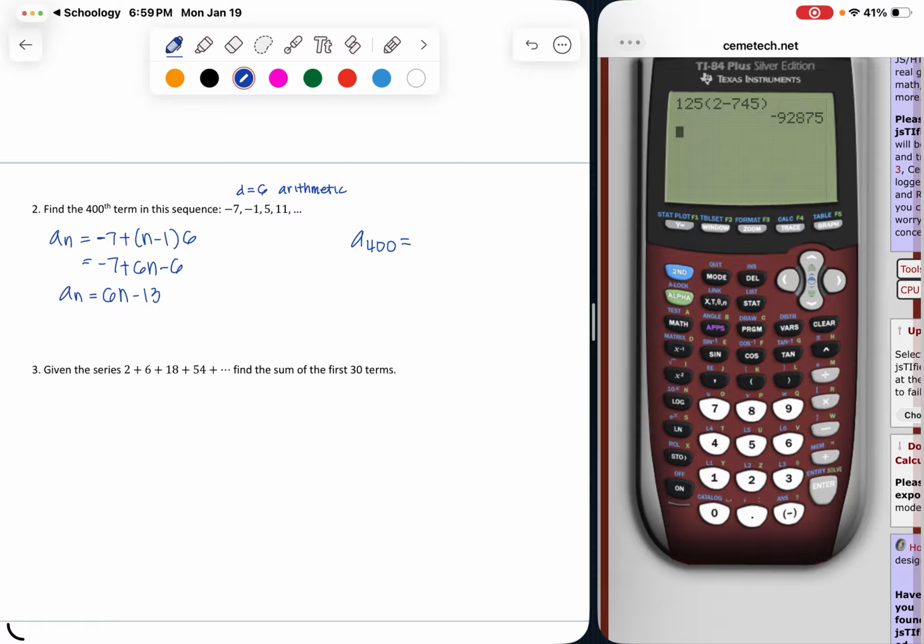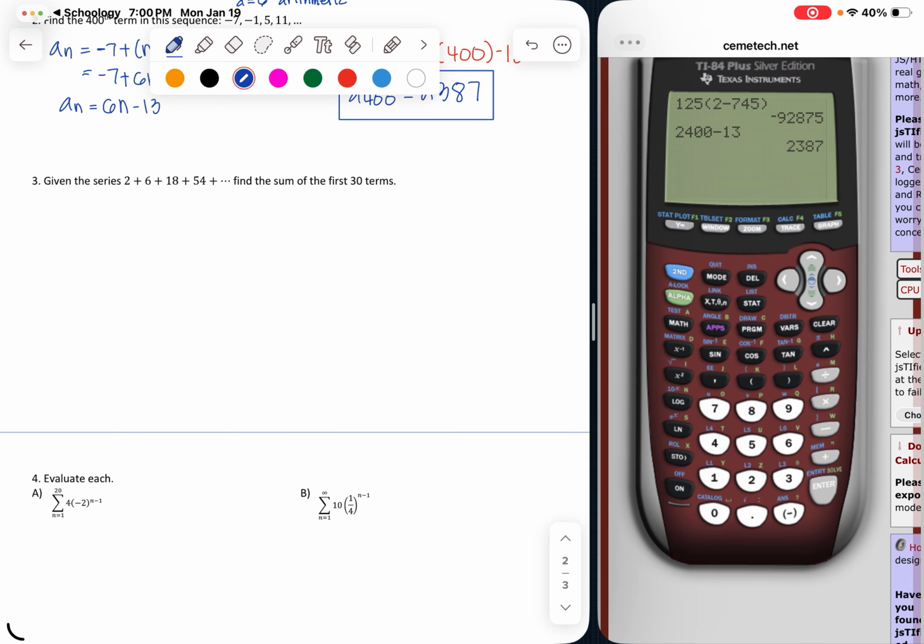So now I can find the 400th term, okay? So the 400th term is 6 times 400 minus 13. So we have 2400 minus 13. It could be mental math, but I don't want to make a mistake since I don't have a key to compare it to. Well, I do, I just don't know where it is. 2387. Beautiful.